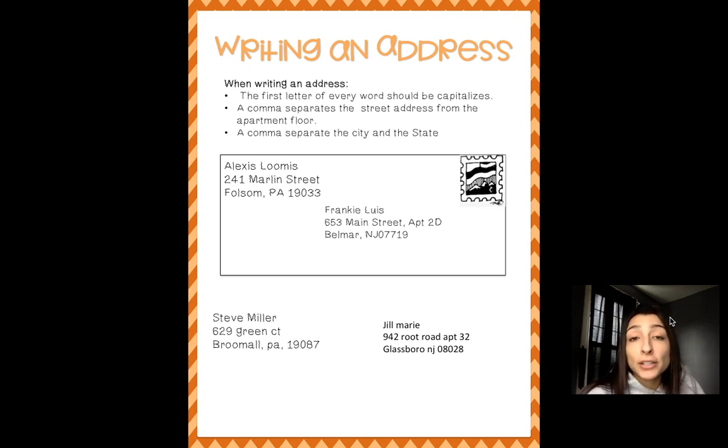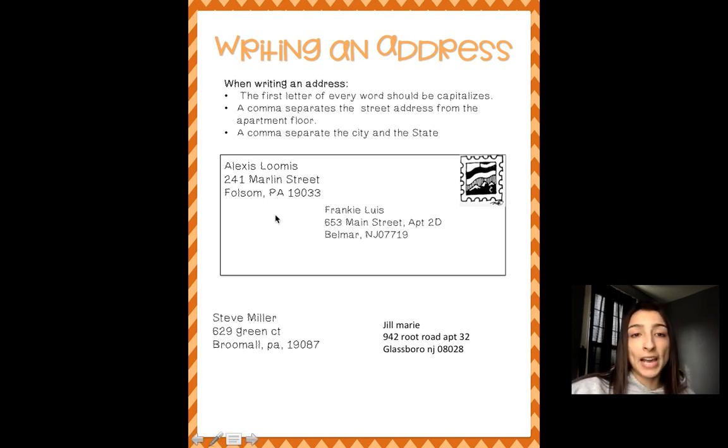Some things to remember: the first letter of every word is to be capitalized. So if it's the name of the street, the word street, the town that it's in, and the state, we want to make sure that we put capital letters. We want to put a comma that separates the town from the state. And if the address we're sending it to is an apartment, we want to make sure that we put a comma after the street name before the apartment. And then we have the comma that separates the city and the state.